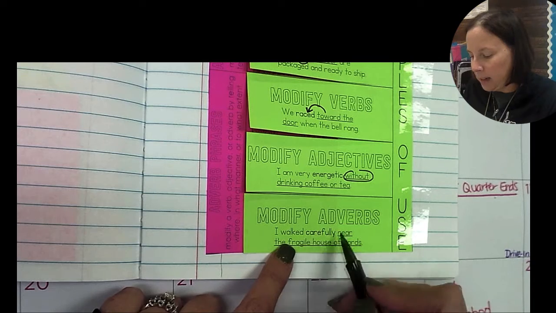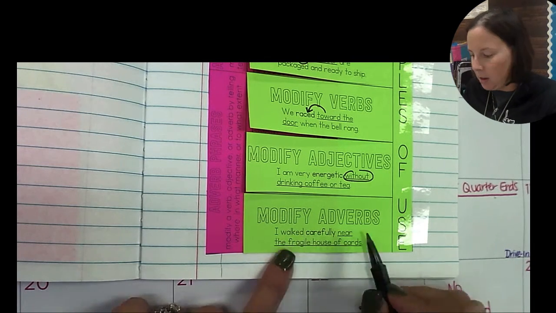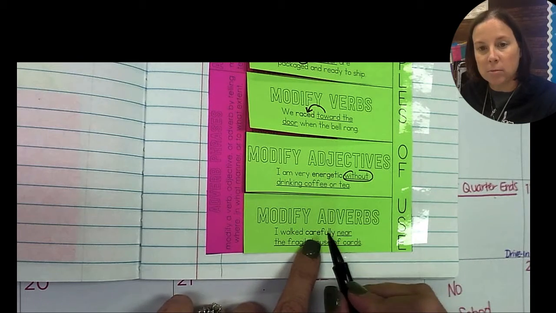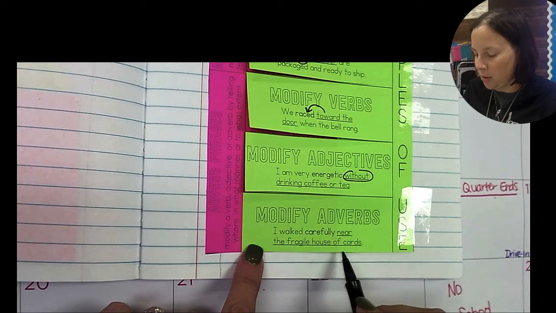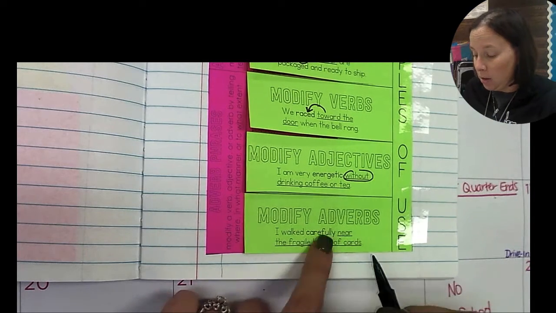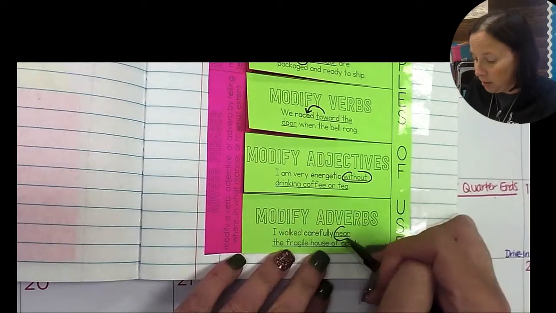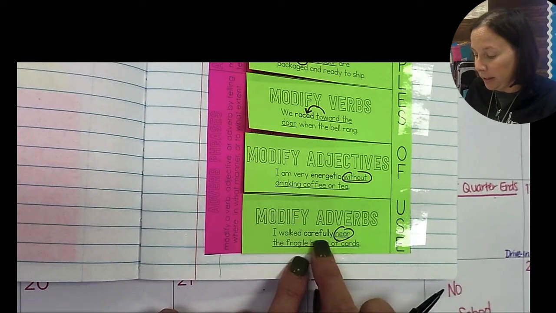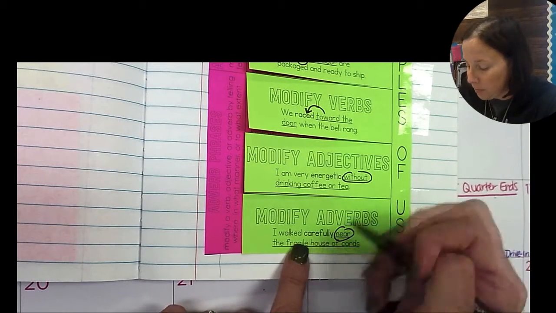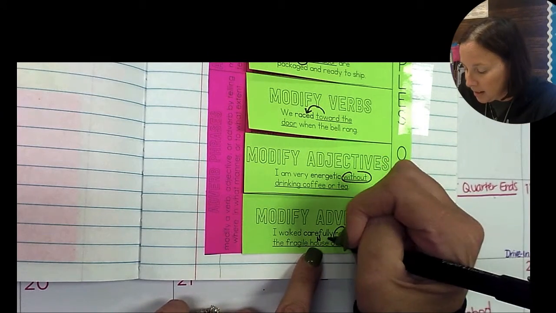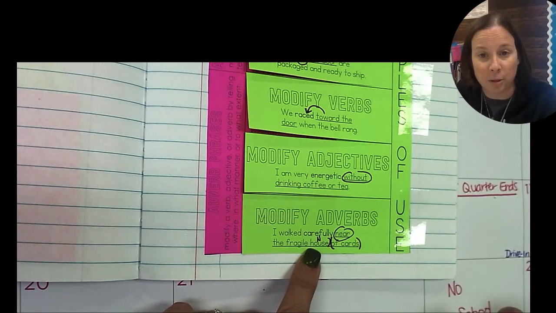So carefully is already showing how I walked. Now we are going to say something else. So I walked carefully near the fragile house of cards. So walked carefully where? Near is describing the relationship between carefully and house, and I'm going to tell you that house is technically the end of this prepositional phrase, and of cards is another prepositional phrase.